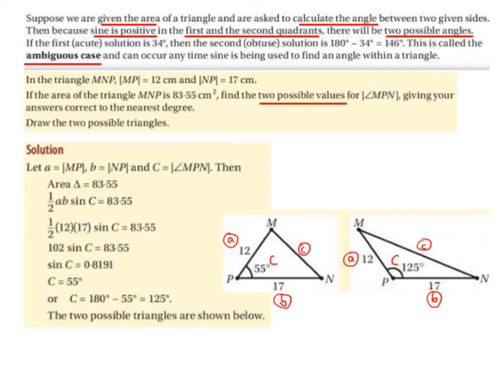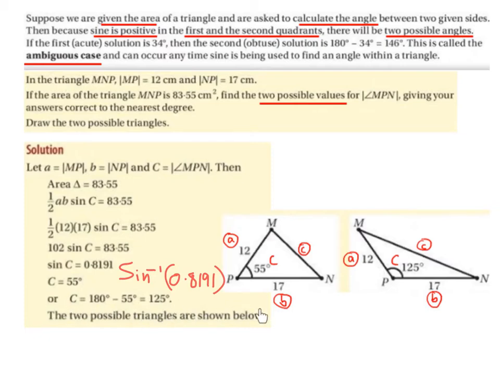And since we're looking for the angle, we have to use the inverse function, so the inverse function of sine. So we press the shift button, second function button, and we put 0.8191 into the brackets. And we'll end up with 55 degrees rounded off to the nearest degree. So 55 degrees is one possible angle. And then 180 take away 55 is 125 degrees is the other possible angle. So the acute angle is 55 degrees and the obtuse angle is 125 degrees.